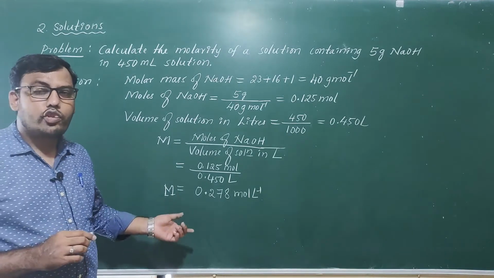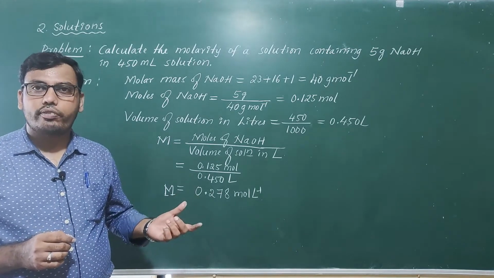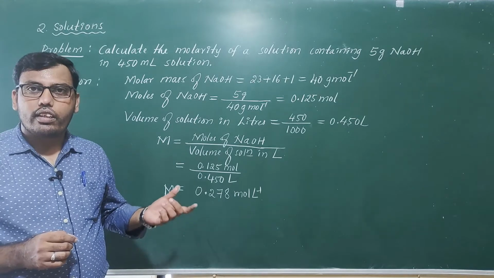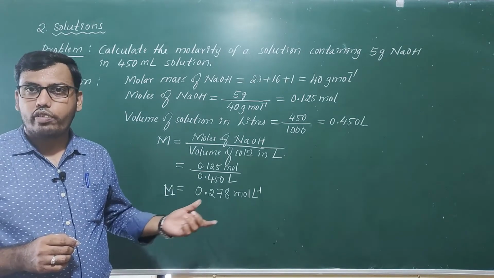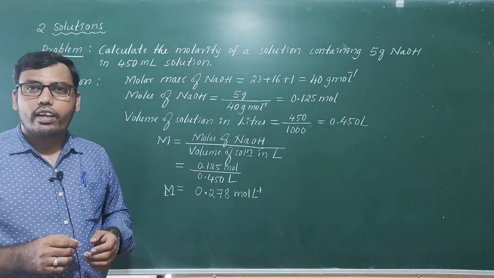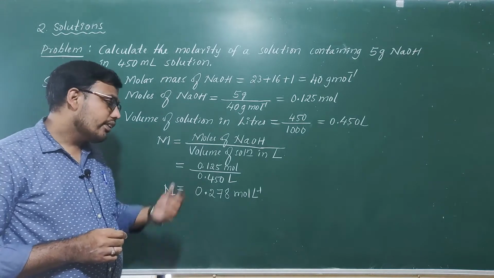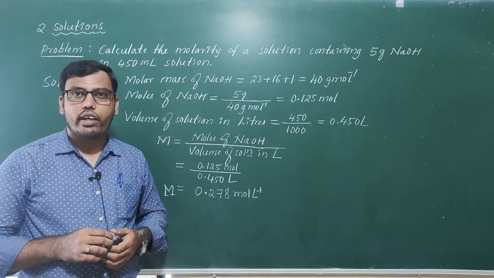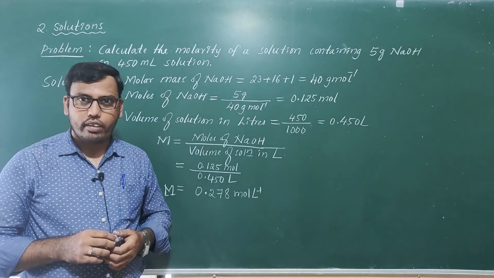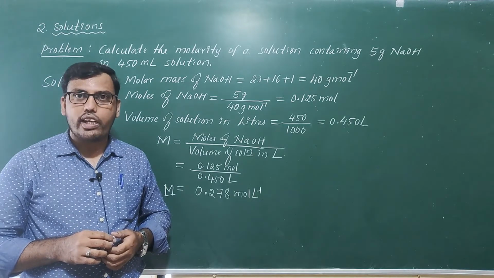So molarity can also be calculated as W2 into 1000 divided by M2, molar mass of solute, into V in ml, volume of solution in ml. So by calculating using that formula also you will get the same results, you can cross check. So this is about a problem on molarity. So our next concept is molality.